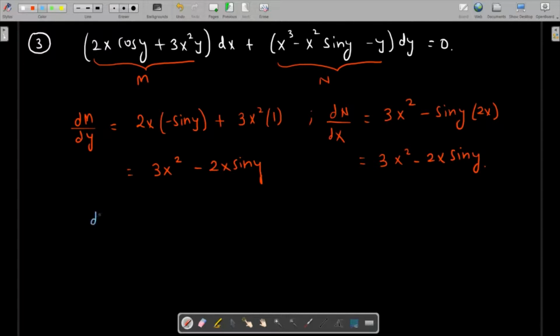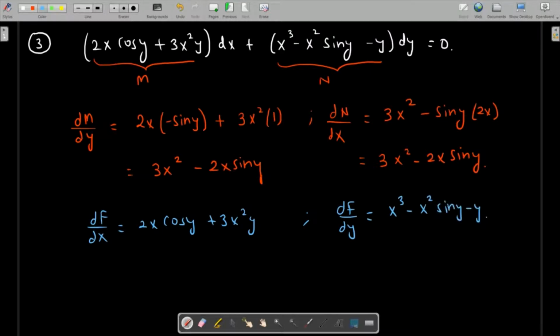So we are going to find a function such that df over dx is equal to 2x cos y plus 3x square y, and df over dy is equal to x cube minus x square sin y minus y. Let's take any one and start integrating it.